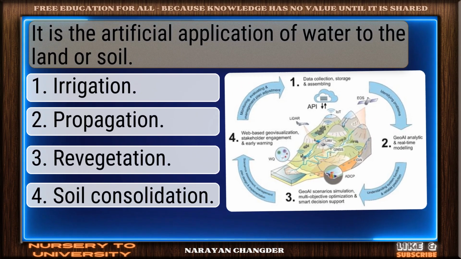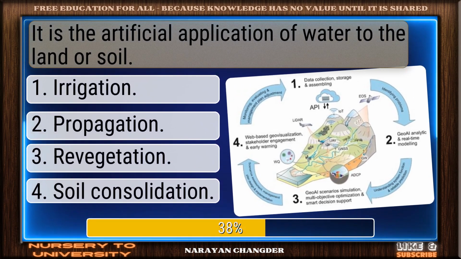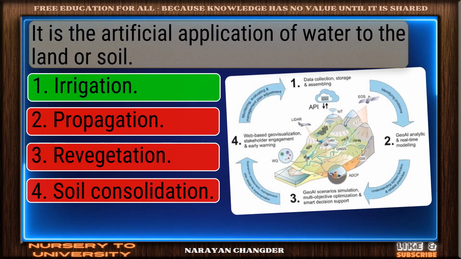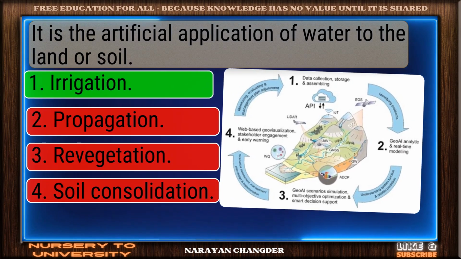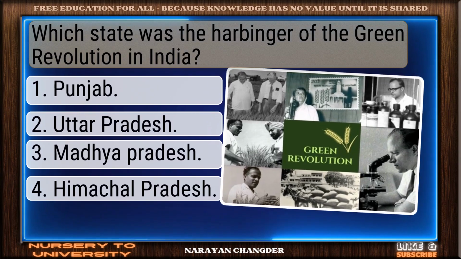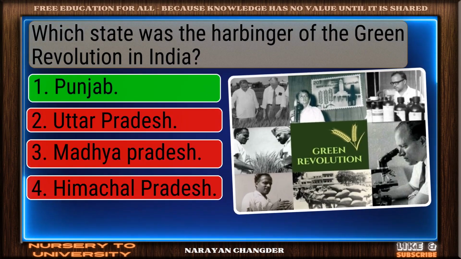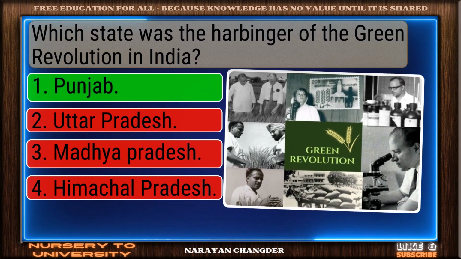It is the artificial application of water to the land or soil. Good thinking. Irrigation is right. Which state was the harbinger of the Green Revolution in India? Well reasoned. Punjab is correct.